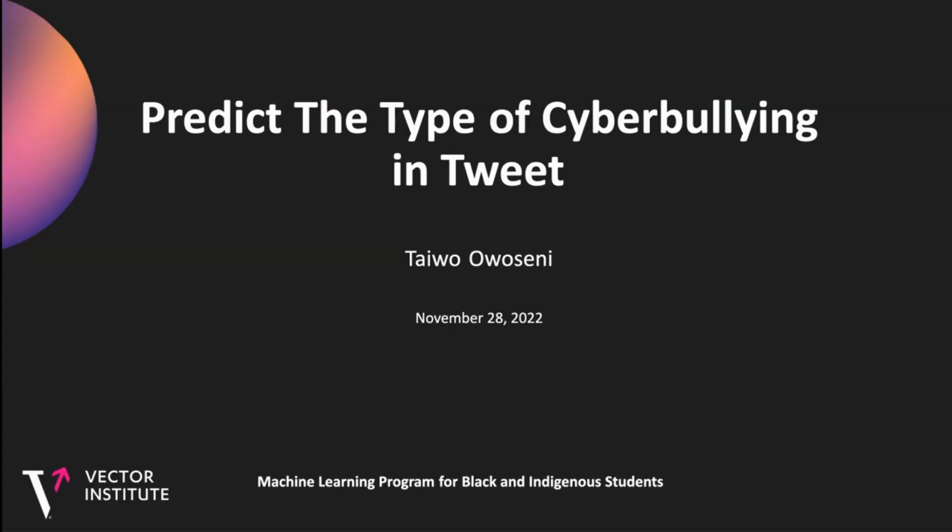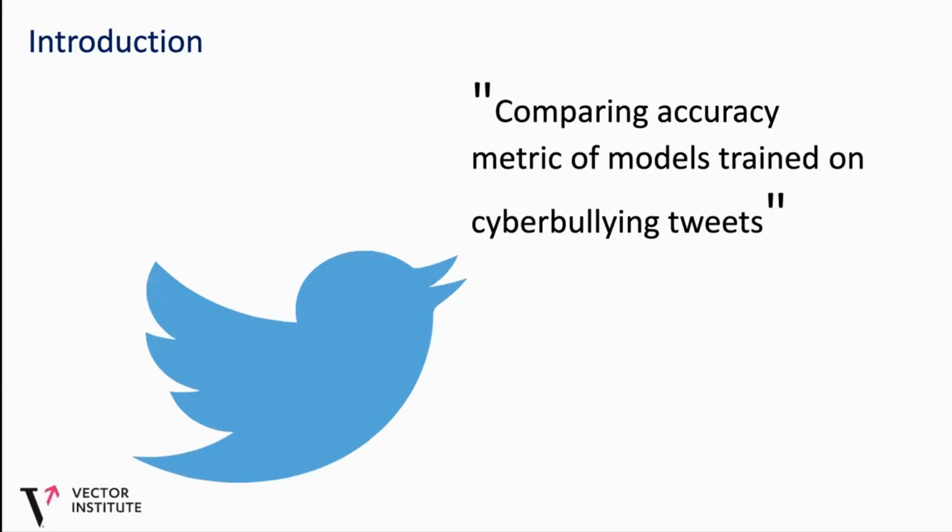For my capstone project, I worked on predicting the type of cyberbullying in tweets. The aim of this project was to build a predictive model by comparing the accuracies of a machine learning model, which was a random forest, deep learning algorithms, the CNN and LSTM, and also a pre-trained transformer to classify tweets into the cyberbullying classes.